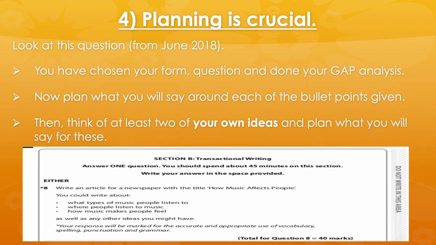Planning then becomes even more important. You do your gap analysis, that focuses your planning a lot. You plan then around the bullet points. You can see here we have 3 bullet points which are helping you structure your newspaper article. And then hopefully once you've fleshed out a few ideas around those 3 bullet points that are there to help you, that will prompt another idea of your own, another 2 ideas of your own. That's kind of the quantity that you're probably looking at.